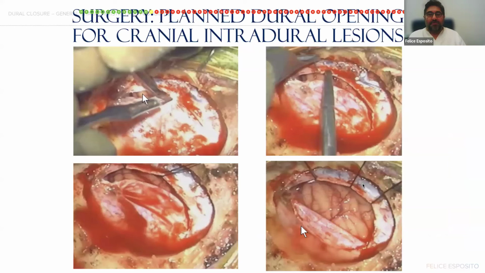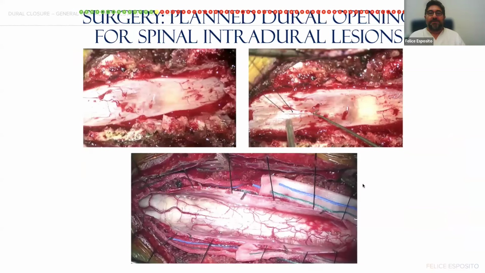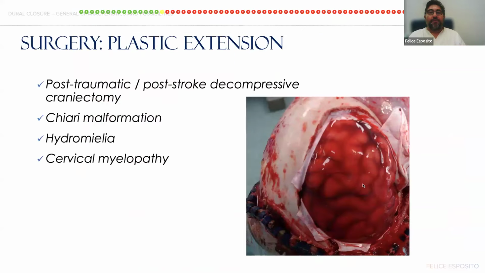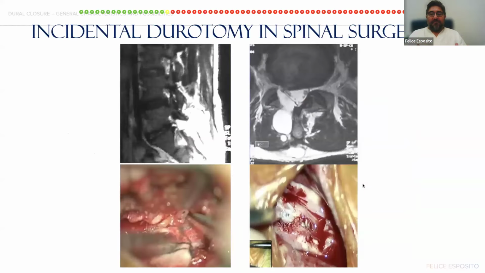Of course, most of our neurosurgical operations are done with a planned dural opening, in both cranial surgery and spine surgery. So every time we need a plastic extension of the dura mater, like in this case of decompressive hemicraniectomy or Chiari surgery for Chiari malformation and so on, or we may face an incidental durotomy during spine surgery.